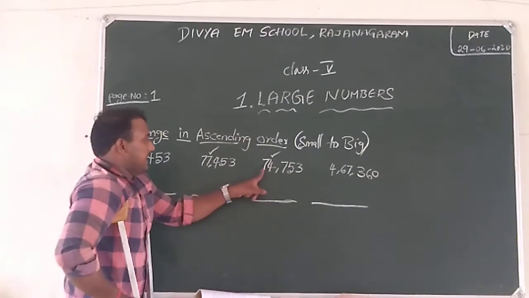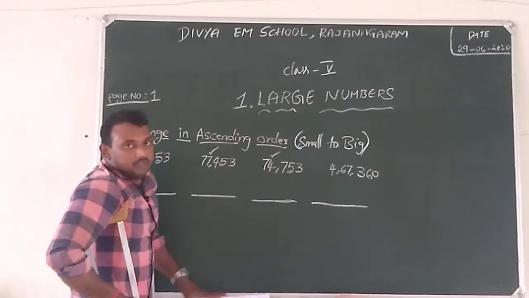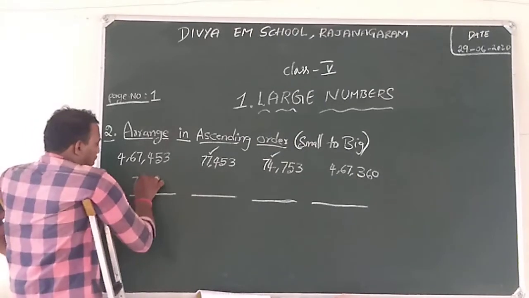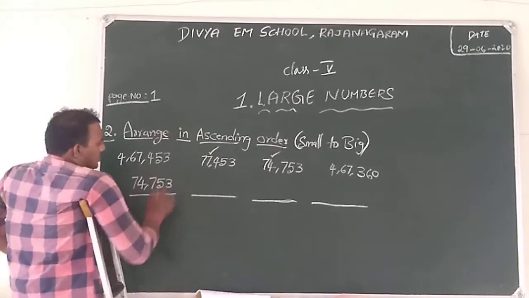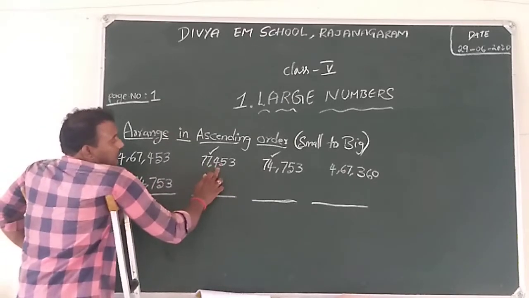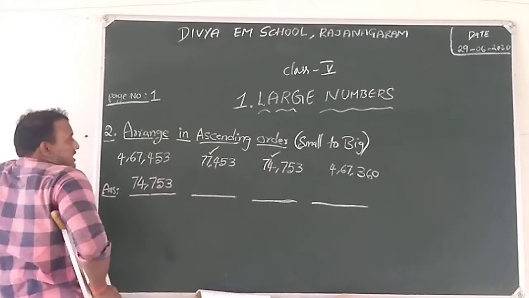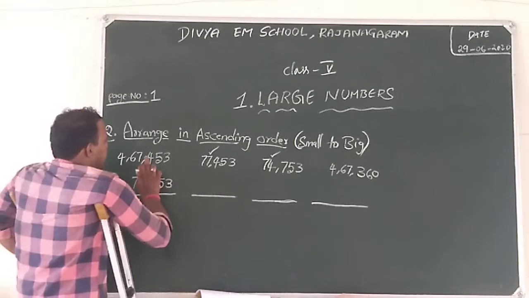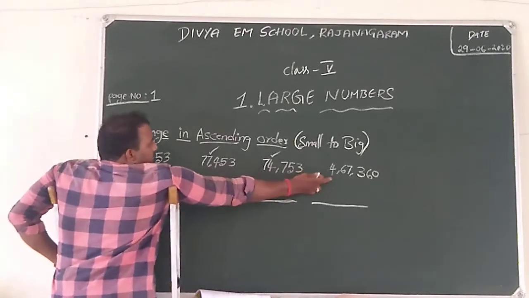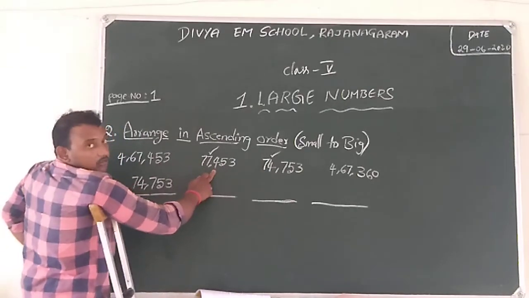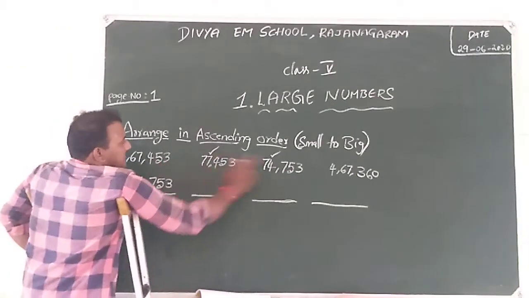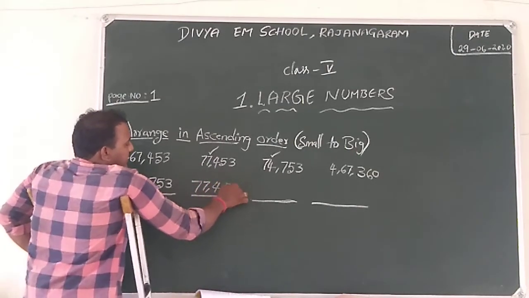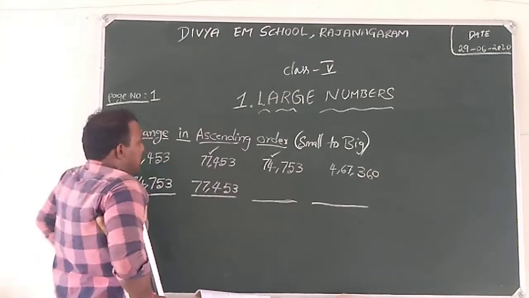So the smallest number is 74,753. We need to write 74,753 first. Then the second smallest number is 77,453, which we write next, because these two are 6-digit numbers and this is a 5-digit number, so it is smaller than those. So the two 5-digit numbers are completed.